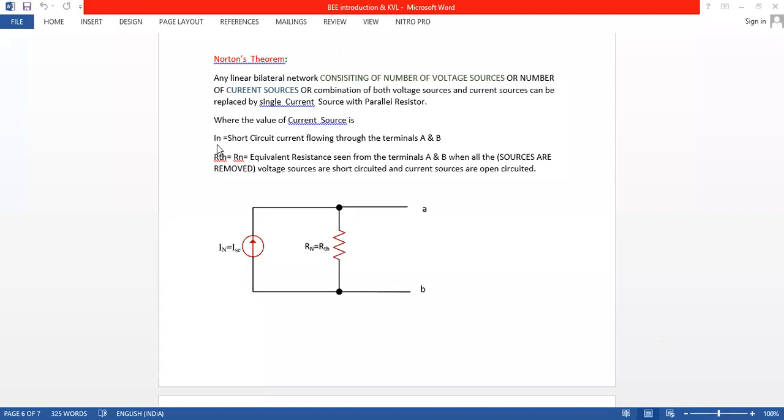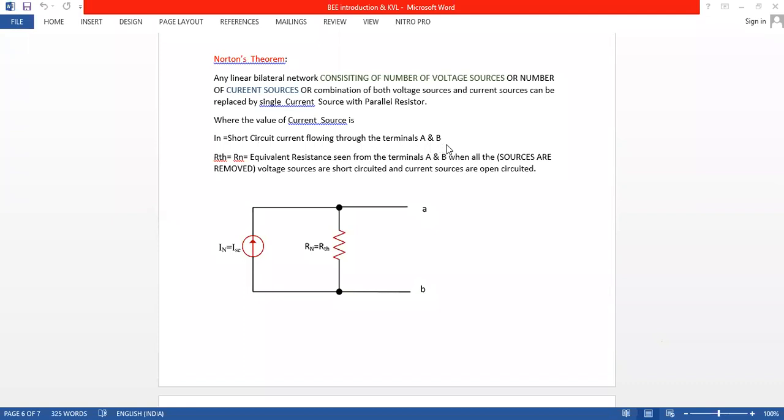So what is the definition of Norton's current? Any student read out here? Short circuit current flowing through the terminals A and B. Remember all of you, as per our subject, short circuit is nothing but maximum current. Open circuit in the sense maximum voltage. So what is this Norton's current? Short circuit current flowing through the terminals A and B.